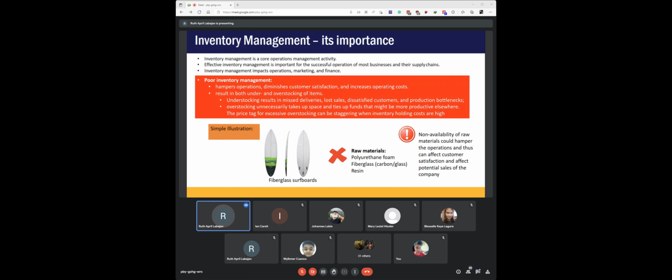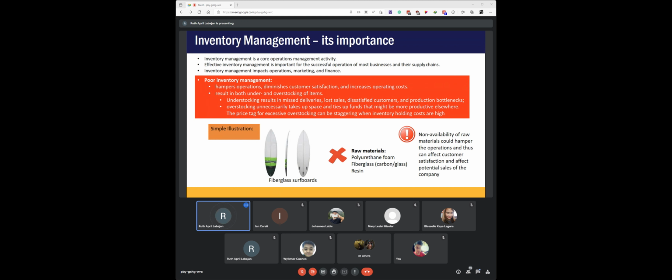Why do we have to avoid poor inventory management? Because basically, if you're gonna have poor inventory management, it all affects your operations. It impacts the operation, the marketing, and the finance. If you remember topic 1, the interrelatedness of the three functions in a company: operations, marketing, and finance. They're all interrelated to each other. Now, inventory really is a core operations of the company.